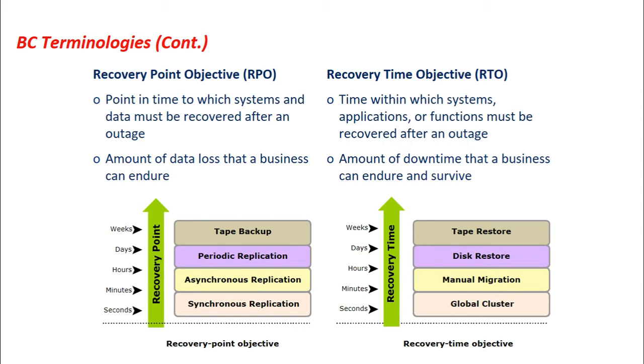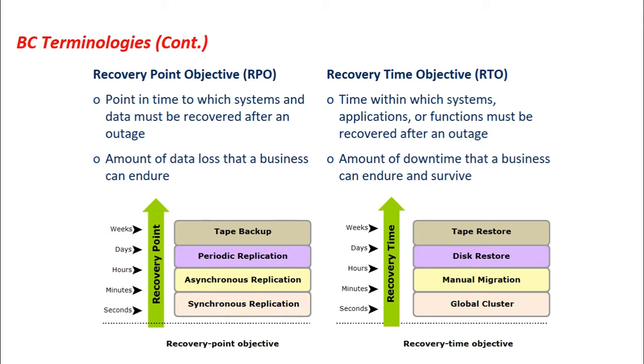So as we can see, if the RTO is set between seconds and minutes, we can go for global cluster. If the RTO is set within minutes and hours, we can go for manual migration. If the RTO is set from hours to days, we can go for disk restore. And if the RTO is set from days to week, we can go for tape restore. So these are the two very important terminologies used in business continuity.